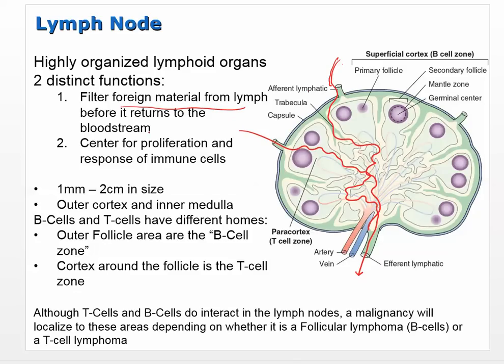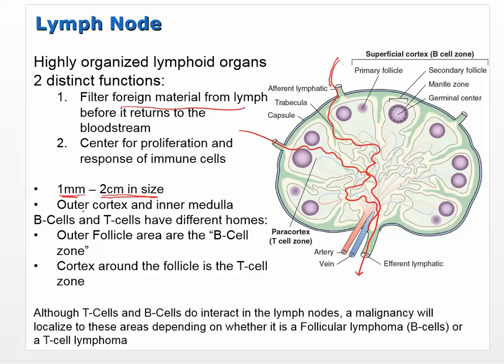All right. So it's also the center for proliferation and response of immune cells. So we bring those two things together. We have immune cells in here. It's a nice place for them. And then all the bad stuff is brought to it, so to speak. They can vary in size from 1 millimeter, which is very, very tiny, up to 2 centimeters, which is almost an inch. So a lot of variability in size. And then of course they can get even larger during an infection.